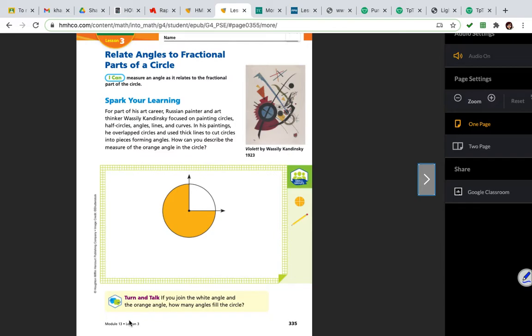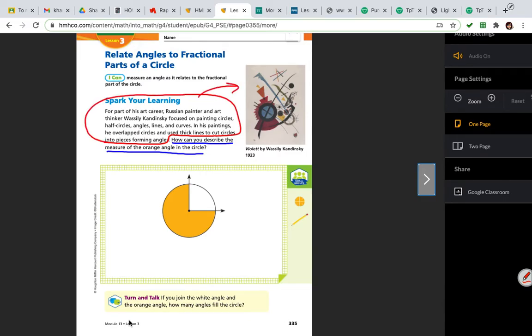So we have this paragraph. It says, for part of his art career, Russian painter and art thinker Wassily Kandinsky focused on painting circles, half circles, angles, lines, and curves. In his paintings, he overlapped circles and used thick lines to cut circles into pieces, forming angles. So they're asking us, how can you describe the measure of the orange angle in the circle? So really, all of this information right here was just to tell us about this picture.